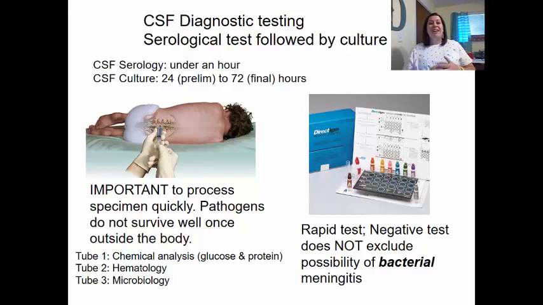So this is going to be looking at if there's blood present, white blood cells, things like that. And then the third tube is going to be the tube for the microbiology, for the cultures.